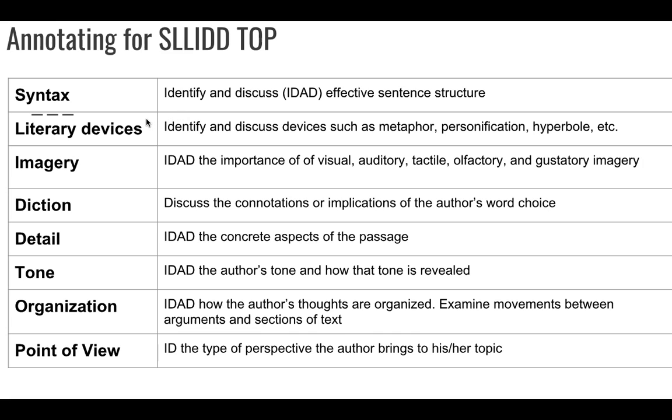For literary devices, those are going to be things that you pretty much already know, like metaphor, personification, hyperbole, those sorts of things you've been covering in English classes for years and years. Imagery, I think most of you probably know what that is. That's any language that appeals to the senses. Could be visual, could be auditory, could be tactile, olfactory, or gustatory. A lot of times we think just in terms of visual imagery, but there are other types of imagery that we can look at and that we can analyze.